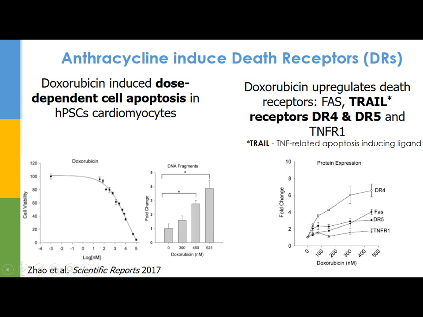And recently, a group from the FDA showed nicely that doxorubicin induced dose-dependent apoptosis in human pluripotent stem cell cardiomyocytes. So you can see the dose-dependent reduction in cell viability and the increase in DNA fragmentation. But interestingly, what they found with this system is that doxorubicin upregulates death receptors such as FAS, the TNF-related apoptosis-inducing ligand receptors DR4 and DR5, and TNF receptor 1.